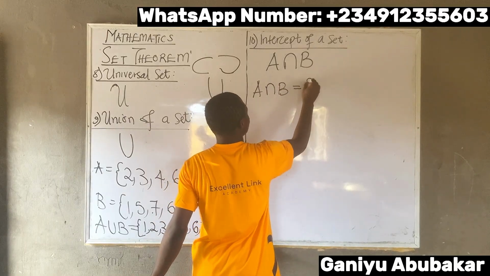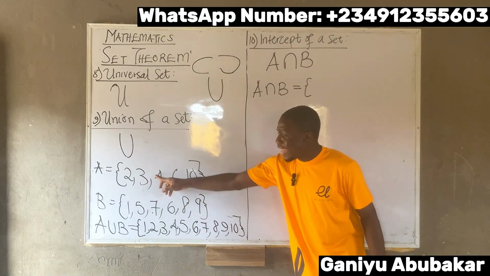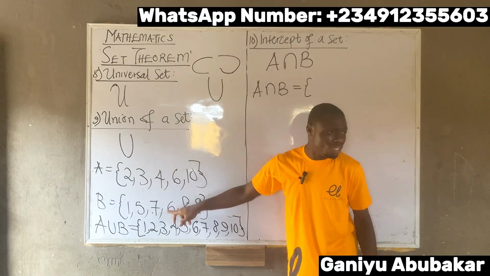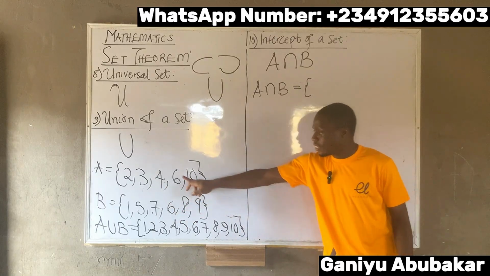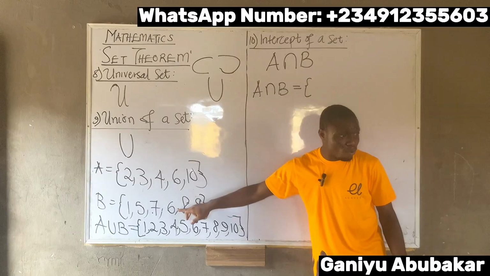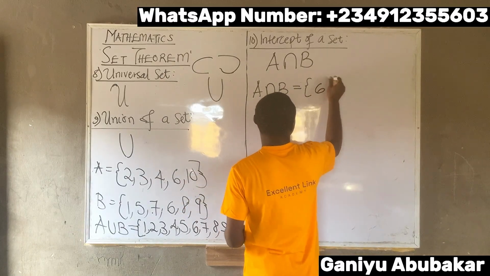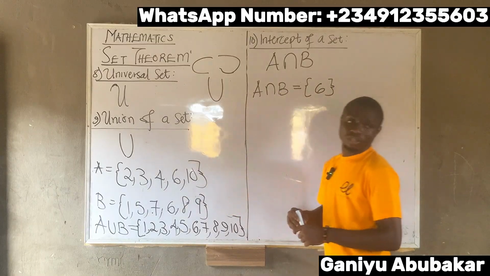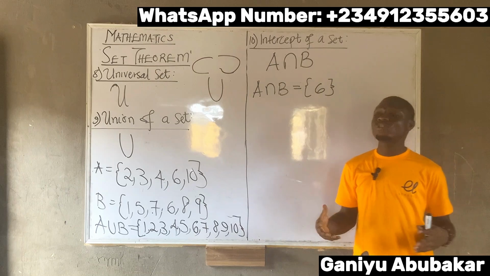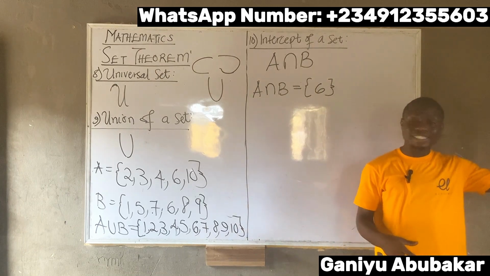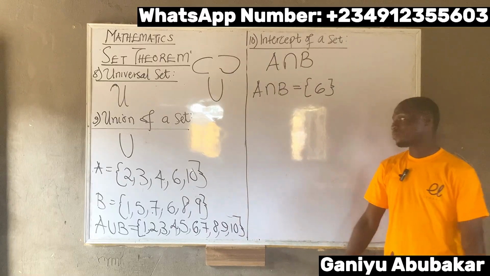What does it mean? Listen, the elements that are common in the two of them. So which element is common here? 6 is here, 6 is here. They are common. So what's my answer here? 6. That's all. Intersection gives you the elements that are common in both set A and set B. That's all.